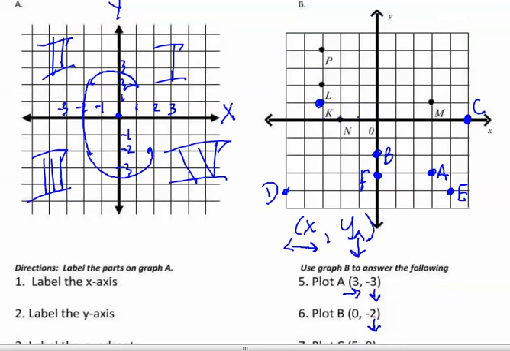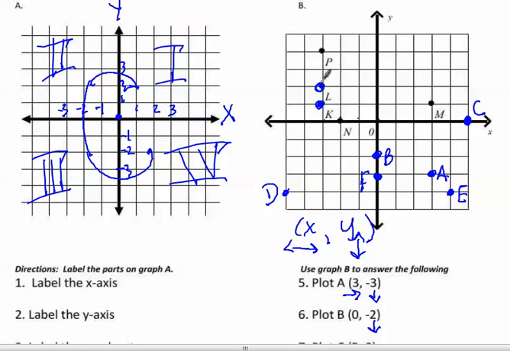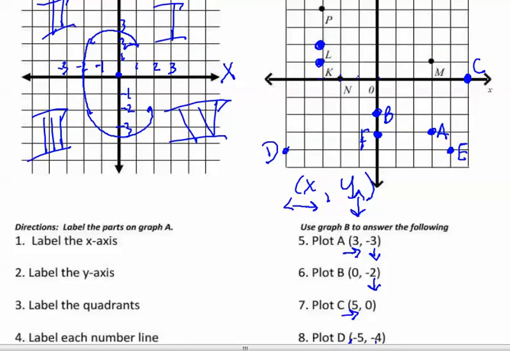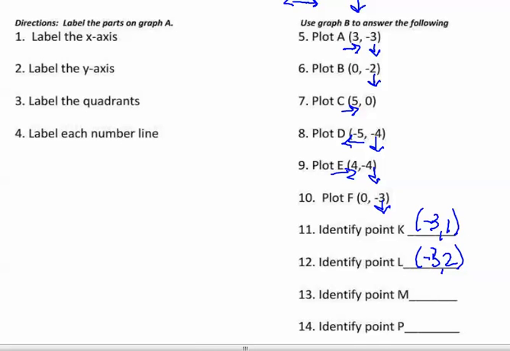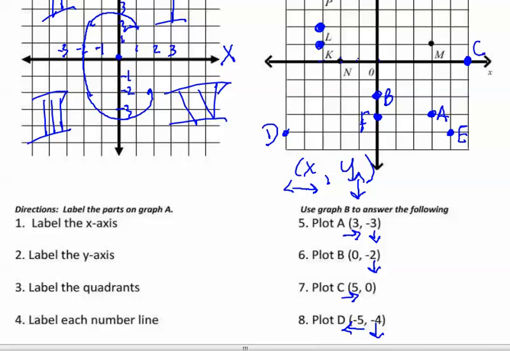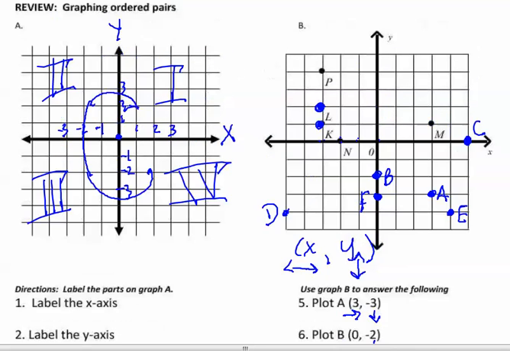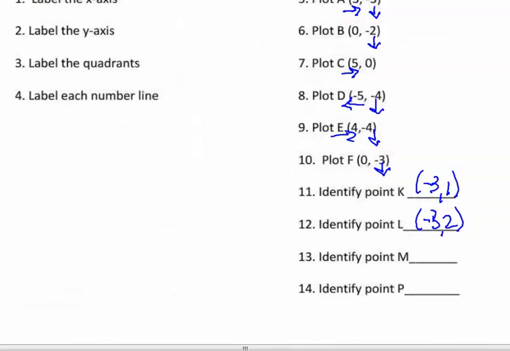L, which is this point here. Starting at the origin, I go 1, 2, 3 units left, and 1, 2 units up. So it's -3, +2. For M, from the origin, I'm going to go 1, 2, 3 units right, 1 unit up. So that's a +3, +1.